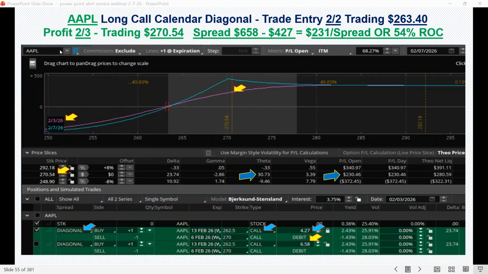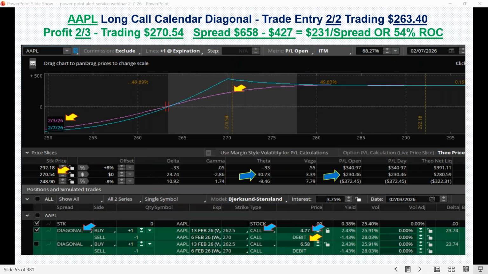Now here was the initial trade to show you what this looked like. The initial trade was buying that 13th Feb 262.5 call long, and then selling against it the 6th Feb 270. All right, so the call counter diagonal, the trade entry cost was $4.20 or $427. And then the trade had blown out. Now on the third, it was traded at 270.54. So that spread now blew to 658, less our cost of 427. So it was up $231 per spread on our cost, or at risk of 427, 54% return on capital there.